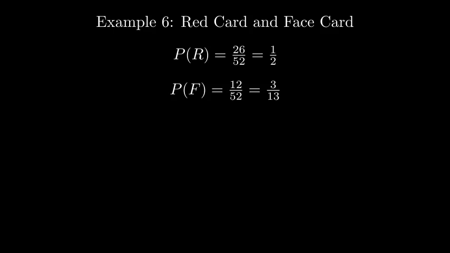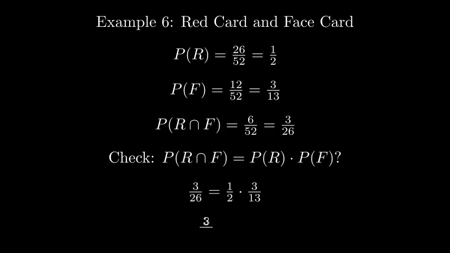Let's do one final example. Are the events R, drawing a red card, and F, drawing a face card, independent? The probability of drawing a red card is 26 out of 52, or 1/2. We already know the probability of drawing a face card is 12 out of 52, or 3 out of 13. Their intersection, R intersect F, is the event of drawing a red face card. There are 3 face cards, J, Q, K, and 2 red suits, hearts and diamonds, so there are 3 times 2, or 6 red face cards. The probability of drawing a red face card is 6 out of 52, which simplifies to 3 out of 26. Now we test. Does 3 over 26 equal 1/2 times 3 over 13? Yes, it does. So drawing a red card and drawing a face card are independent events.